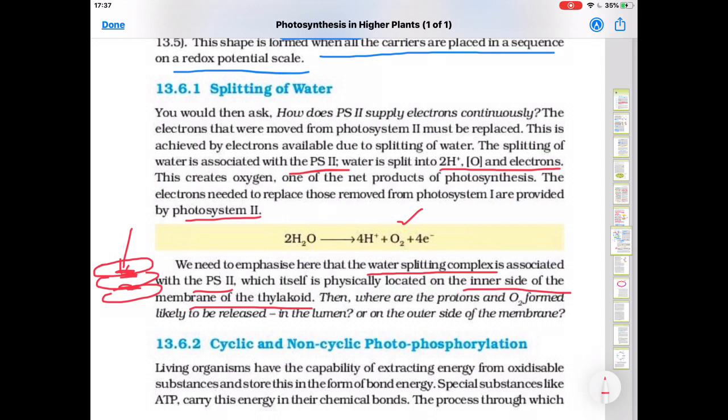Then where are the protons and oxygen formed likely to be released? The protons are released into the lumen, and oxygen is released outside through the membrane. I hope this is clear. Cyclic and non-cyclic photophosphorylation we will continue next time. Thank you.